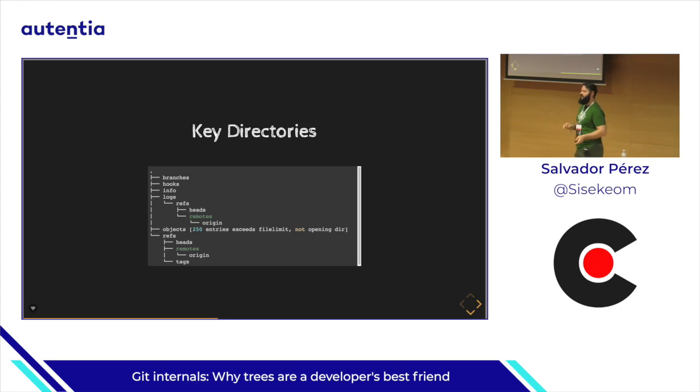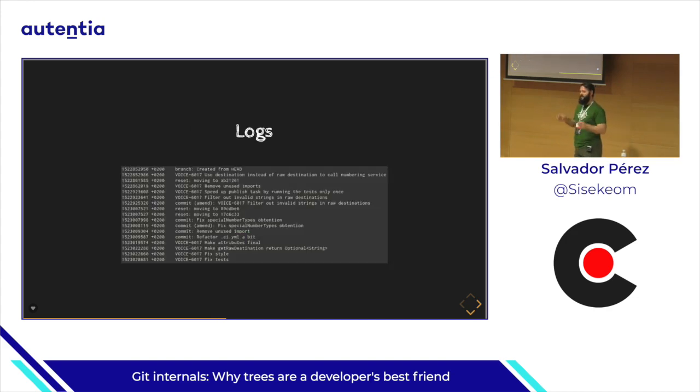After that, I will skip tags for a moment and talk about logs. Logs is a really, really unknown and really, really useful feature in Git, because it contains everything that has happened in your repository. Whenever you pull, whenever you fetch, whenever you merge something, whenever you do even a git add on a file, this is logged here.